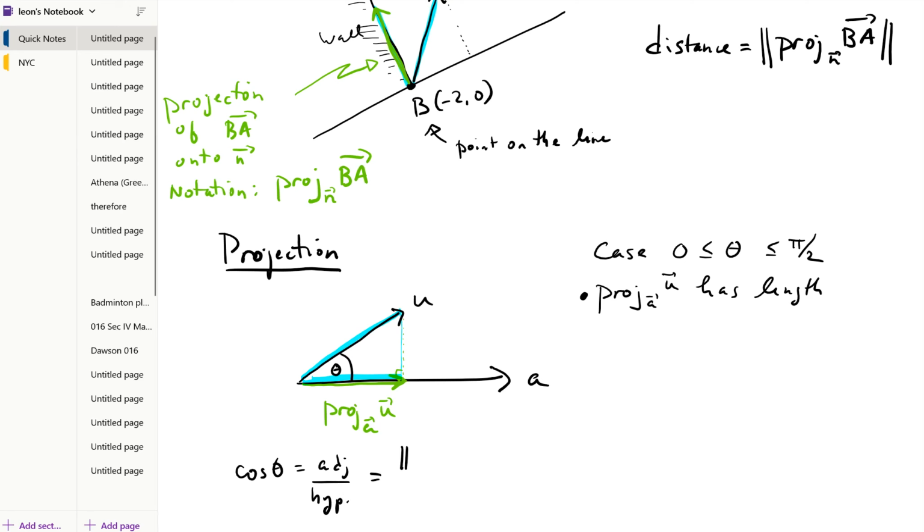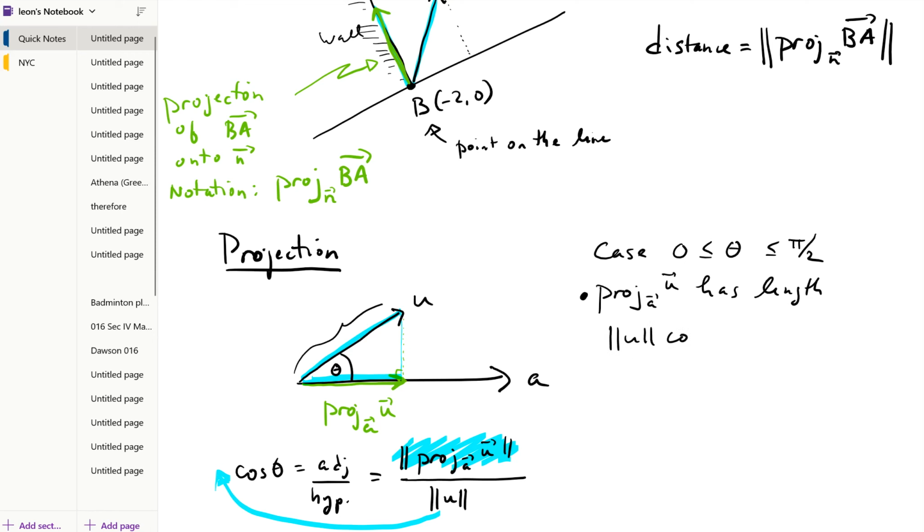Now the adjacent side has length norm of the projection, so it's the length of the projection. That's what I'm looking for. The hypotenuse is the length of vector U. So if I solve for my unknown, the length of the projection, all I need to do is send norm of U to this side. So the length is norm of U cosine theta.